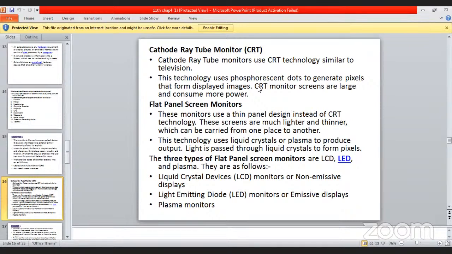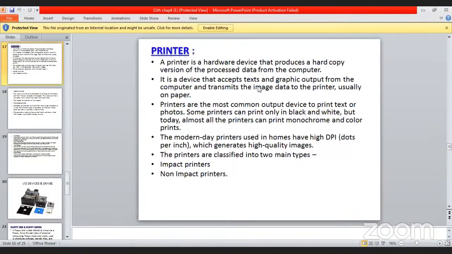Third characteristic is multi-synchronization. Multi-synchronization means what? The ability of the monitor to handle multiple resolutions automatically. It is called multi-synchronization. Understand, all of you?